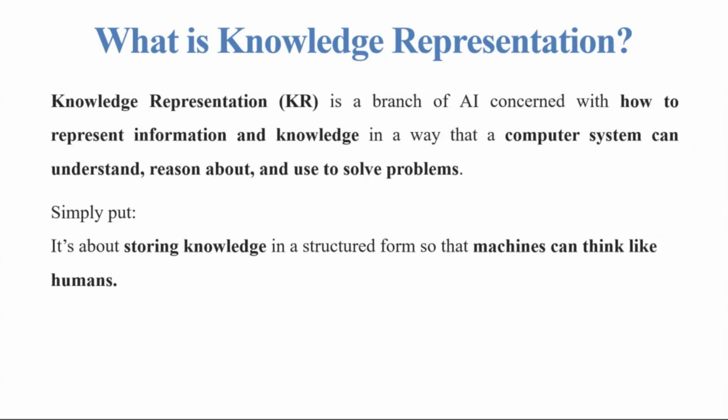For example, think of Google Maps. It doesn't just store the names of the cities, it also stores roads, distances, traffic conditions, speed limits, and alternative routes. Because all this information is organized properly, Google Maps can quickly suggest the best route to your destination. Similarly, knowledge representation organizes knowledge so that AI can find the right answer or make the best decision.